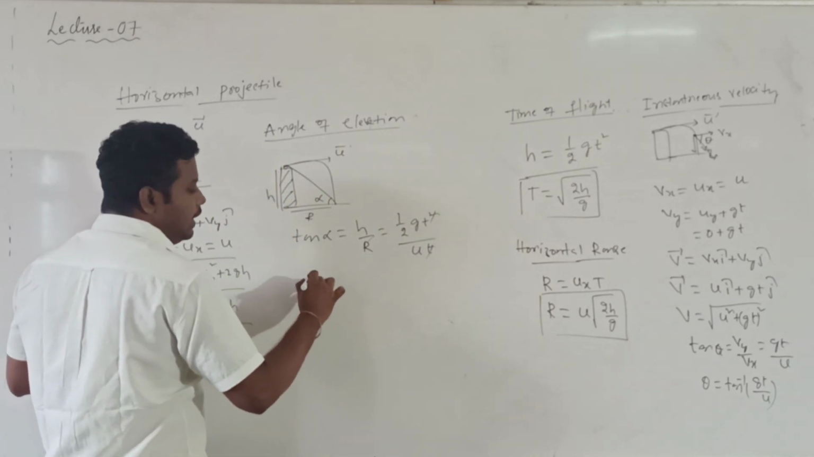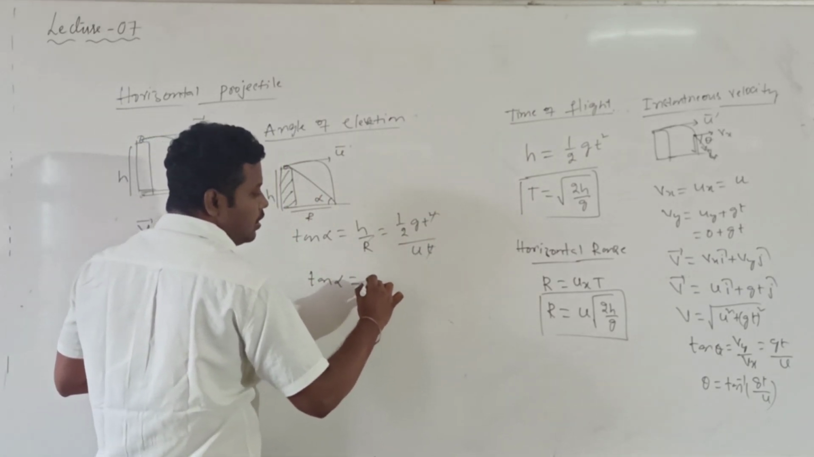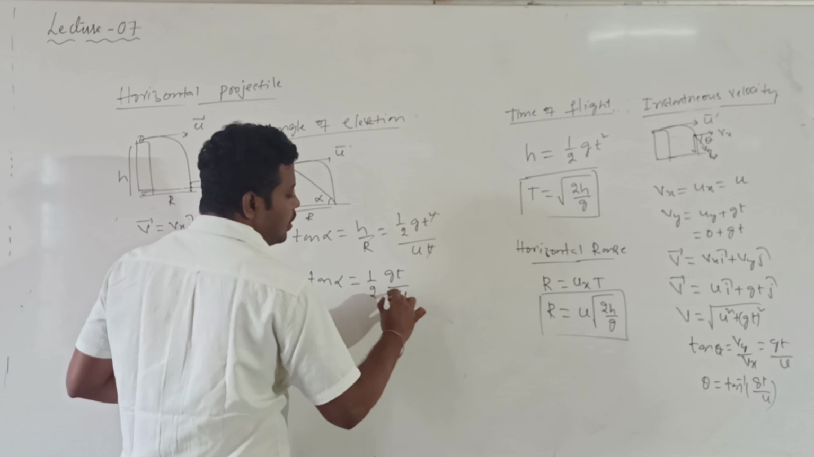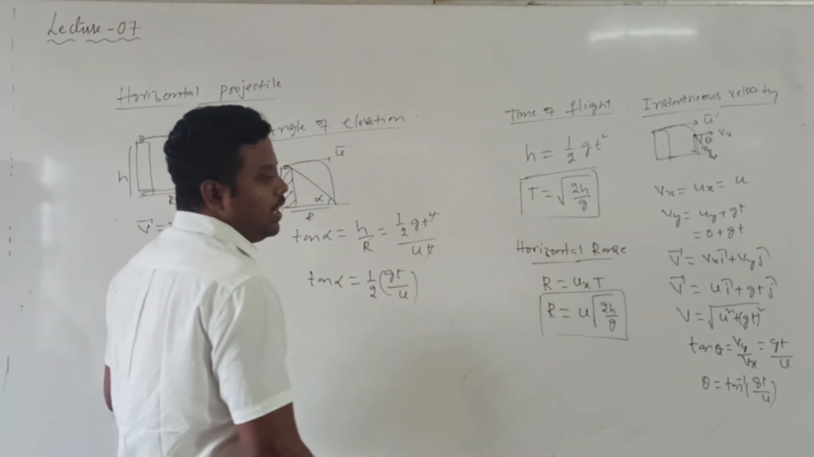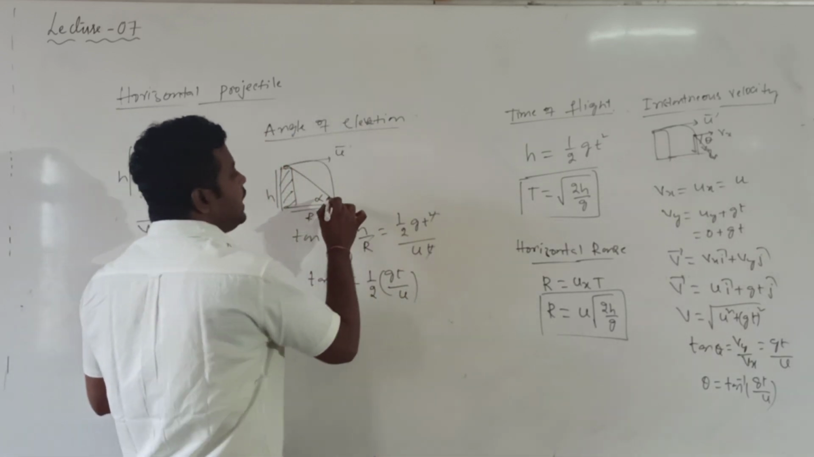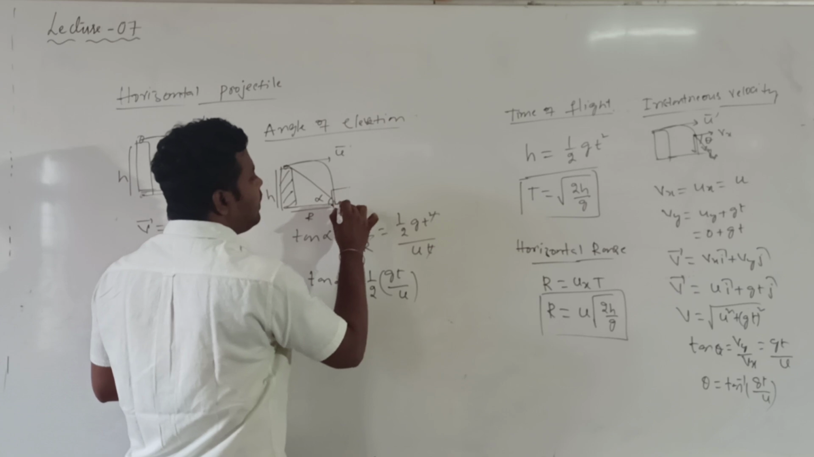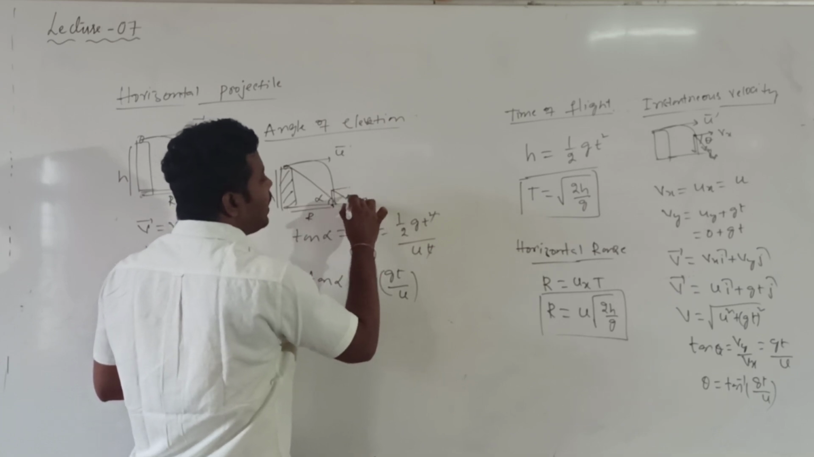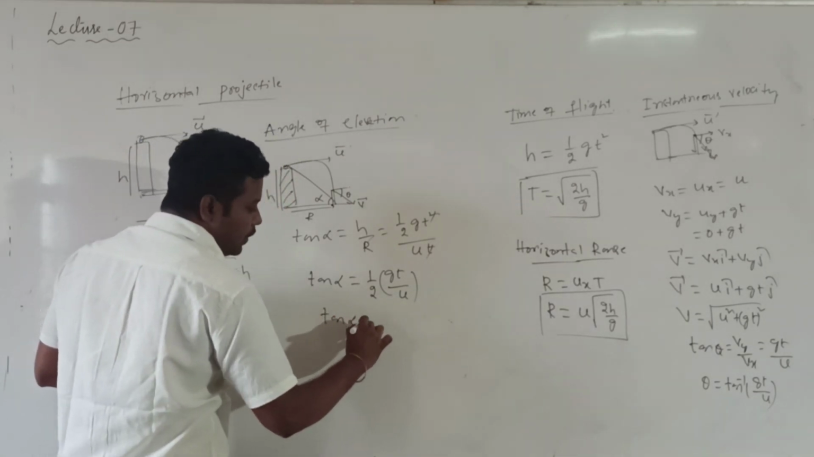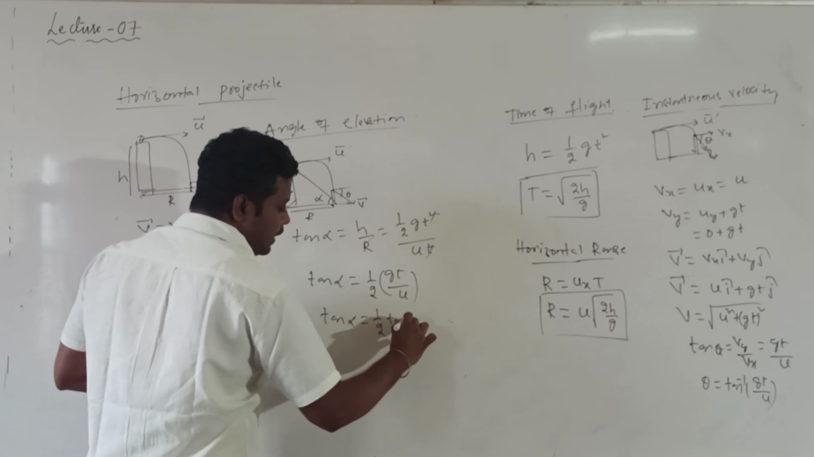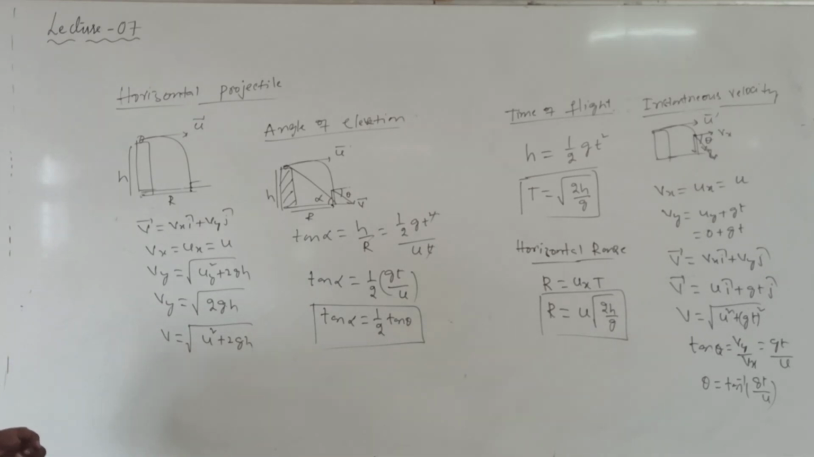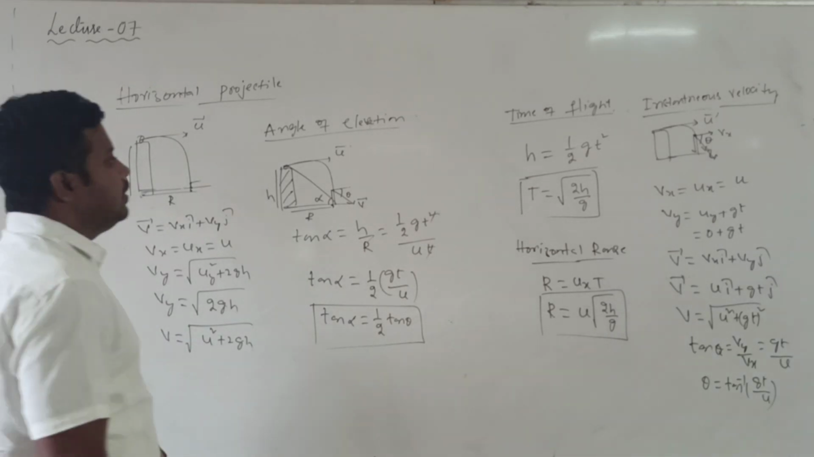So tan alpha is equal to 1 by 2 into g into t divided by u. But we know that g into t divided by u is equal to tan theta, where theta is the angle made by the resultant velocity. If I consider any point here, the angle made by the resultant velocity v bar with the horizontal is theta. Then the relation is tan alpha is equal to 1 by 2 into tan theta. So understood? This is for angle of elevation. Okay.